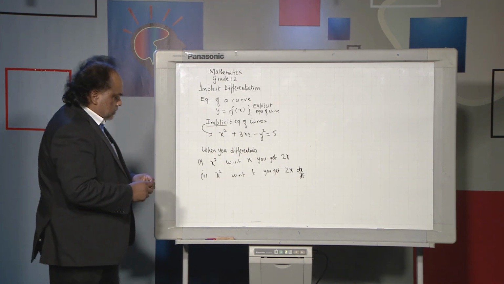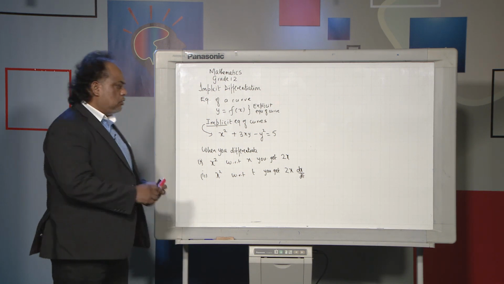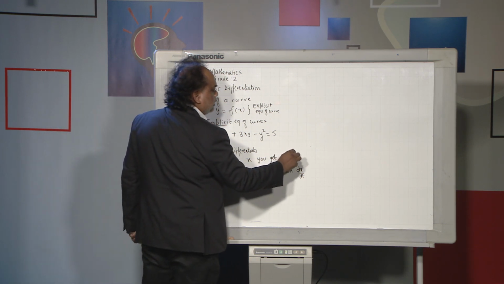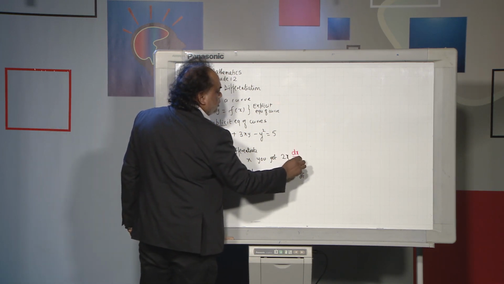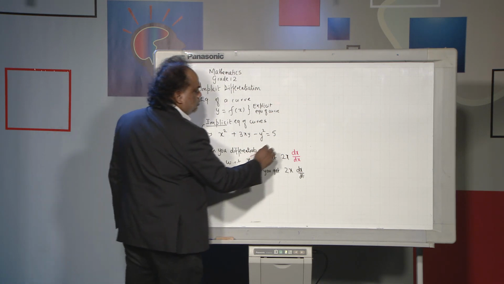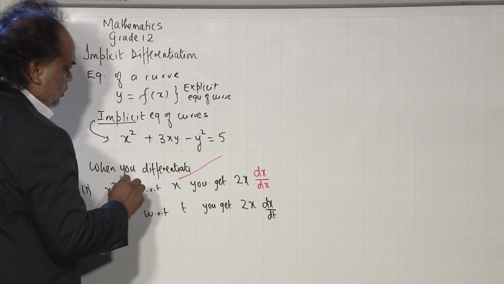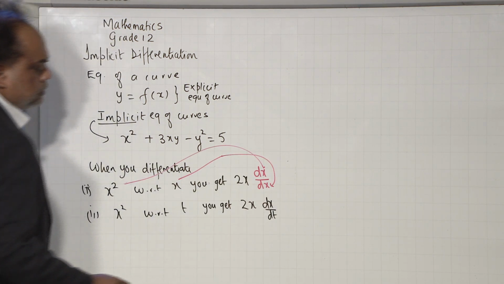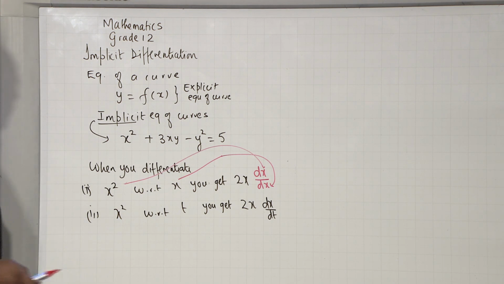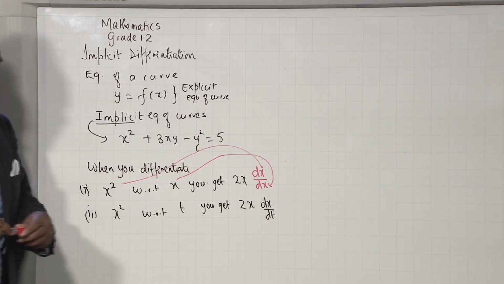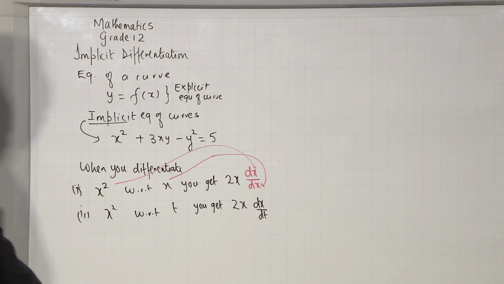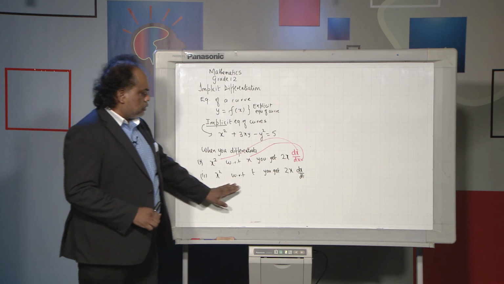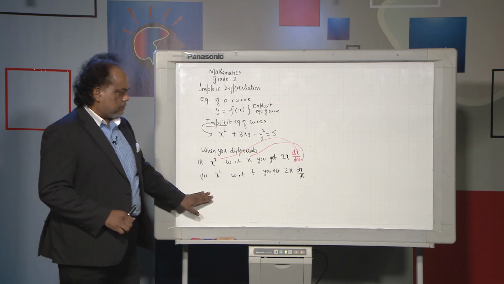In fact, we ought to have told you that when you differentiate x squared with respect to x, it ought to have become 2x dx by dx, because you are differentiating a function in x with respect to x. So, when I differentiate x squared with respect to t, I will get 2x dx by dt. So it's very important for you to understand that.